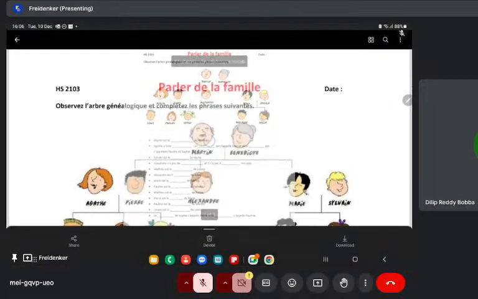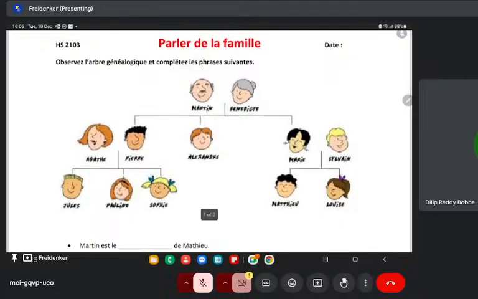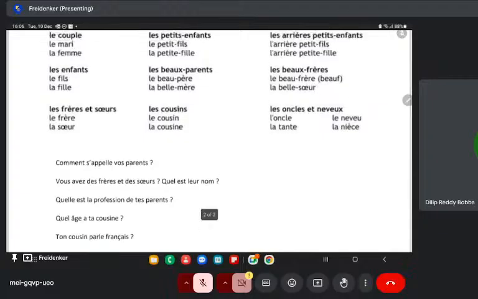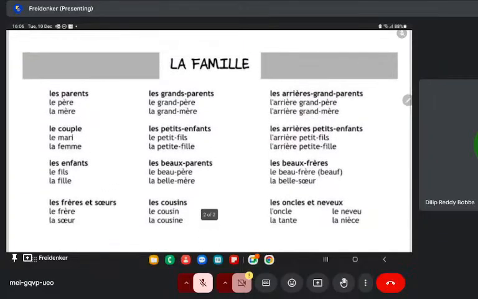Okay, family tree. Family tree is here. Fine. So there was one worksheet with respect to the side. Oh, it's here. So this is about the relations.